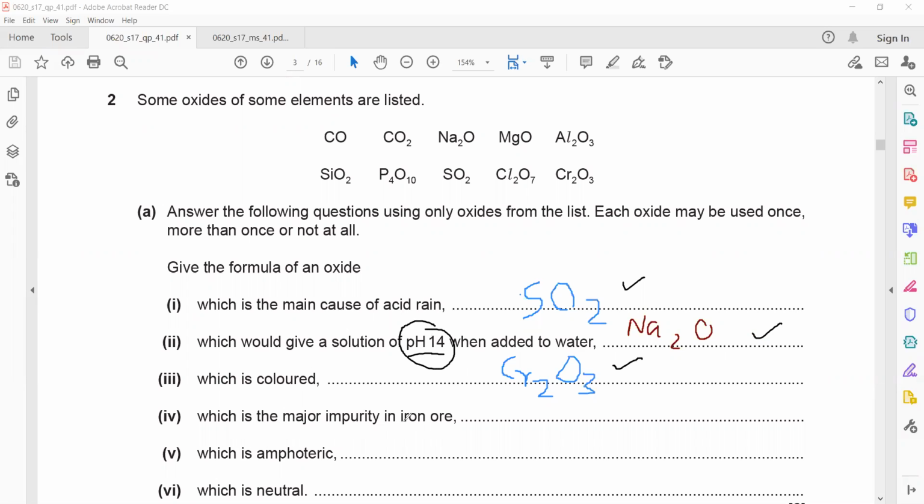Which is a major impurity in iron ore? That's correct, silicon oxide. Amphoteric. Amphoteric means it can react with both acid and alkali. Aluminium oxide is amphoteric. And the only neutral oxide, which one is a neutral oxide?